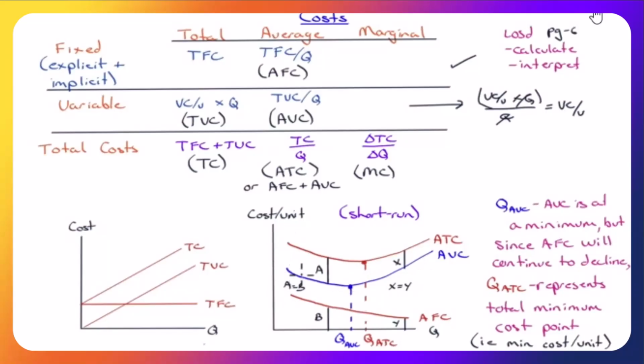Same with the average variable cost. You need at least one unit to have average variable cost. So that's why we don't draw these all the way to the origin like we do over here. We draw these all the way, but we don't draw these.